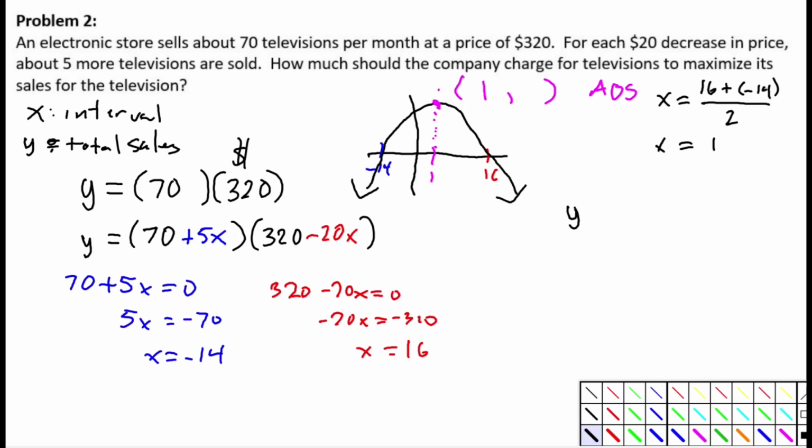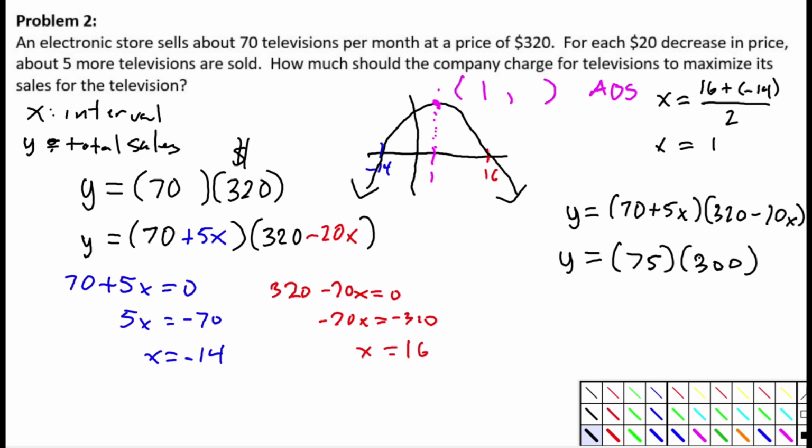Let's figure that out. So y is equal to 70 plus 5x times 320 minus 20x. But then we're just going to substitute 1. So the best price is just to decrease the price $20 one time. That means we're going to sell 75, because I'm going to substitute a 1 in there. So we'll get 75 televisions at 300 a piece.